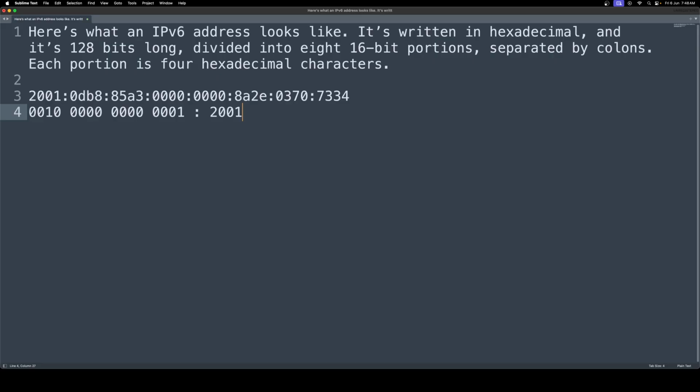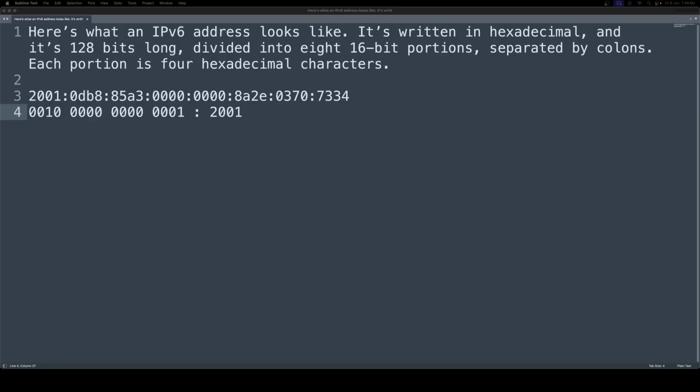So that is the thing. Now you have a basic understanding of this one. So like this, 2001 means 0010, 4 zeros, 4 zeros, and 0001. So 2001. This is the implementation of this one. So now you have a basic understanding of this one, right?